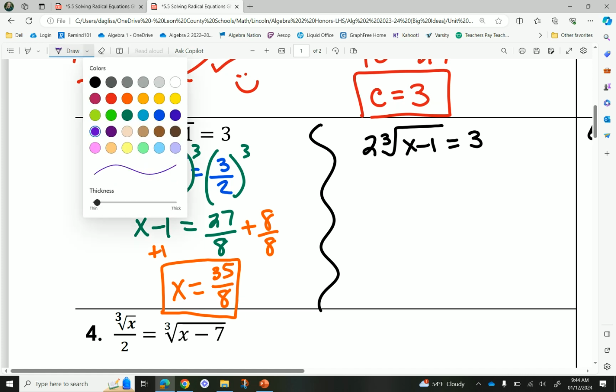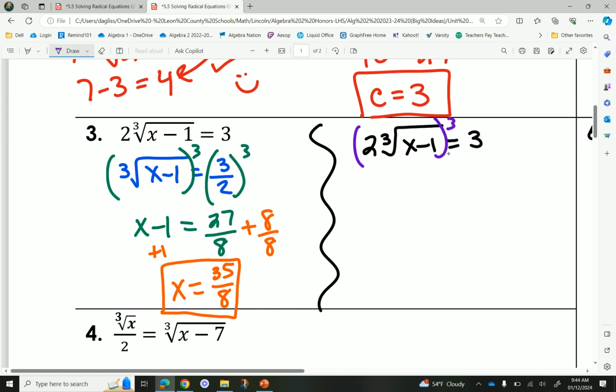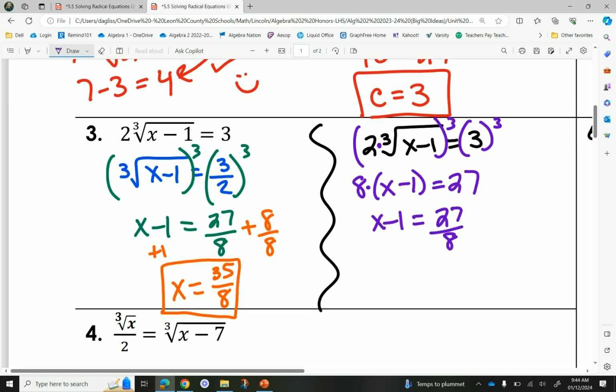If I went ahead and cubed both sides, that means I'm cubing everything. I have to cube the 2, cube the radical, and cube the 3. So 2 cubed gives me 8. Cubing the cube root brings x minus 1 out of its radical, but it's still being multiplied, right? This is 2 times the radical. So this is now 8 times x minus 1 equals 27. So it's still going to happen. Divide by 8 to get 27 over 8, and then just like last time, add the 1. We still get the same thing.